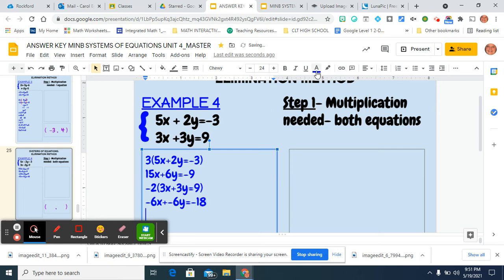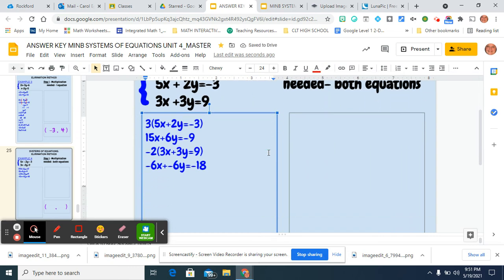Okay. So I'm going to change my color real quick just so we can see the new equations right now. So the new equations I've created are 15x plus 6y equals negative 9 and negative 6x plus negative 6y, or we can look at that as subtracting 6y, equals negative 18. Again, I'm going to put a little bit of space here so that I can put in some lines.